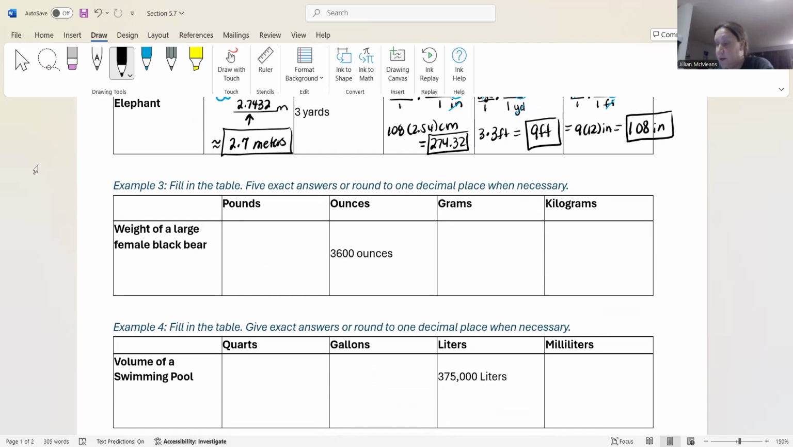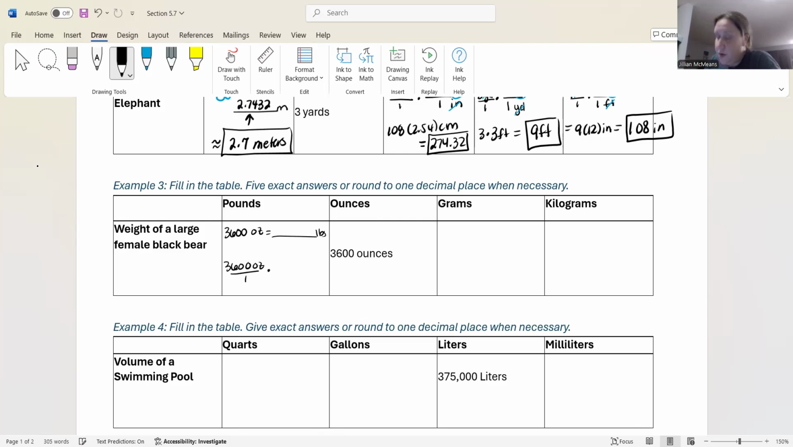Well, we're told that a large female black bear is 3,600 ounces. Ounces are a US system of measurement, so I'm going to convert ounces to pounds. And then there's going to be a nice conversion from pounds to kilograms. So this is definitely a process. So the first thing we're going to do is look at 3,600 ounces to pounds.